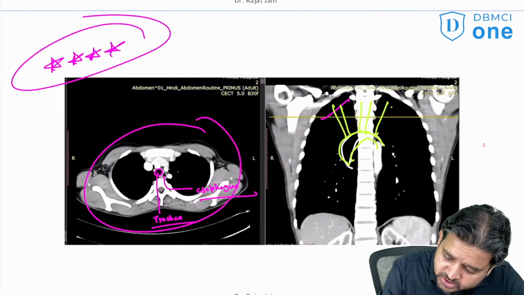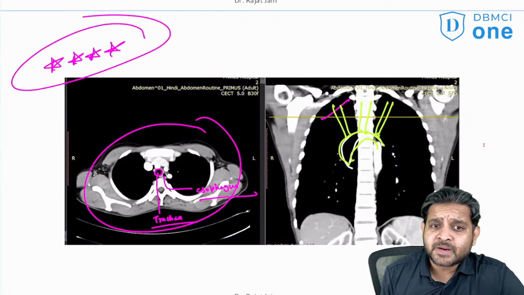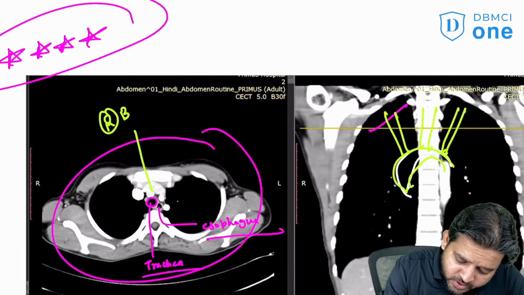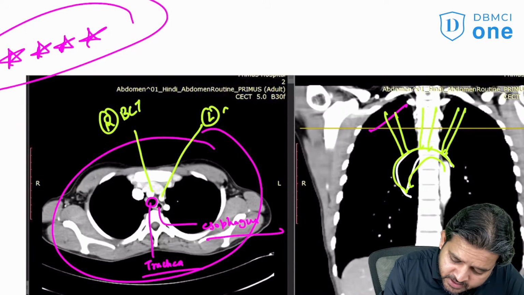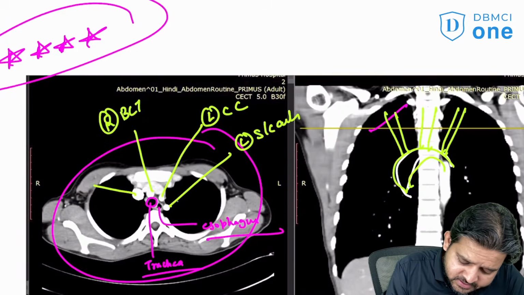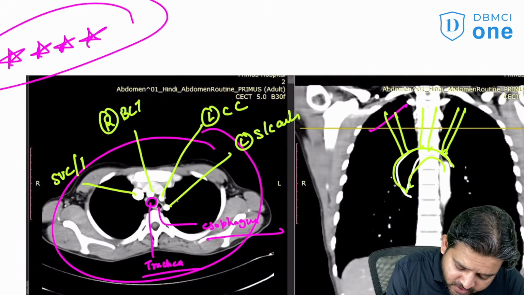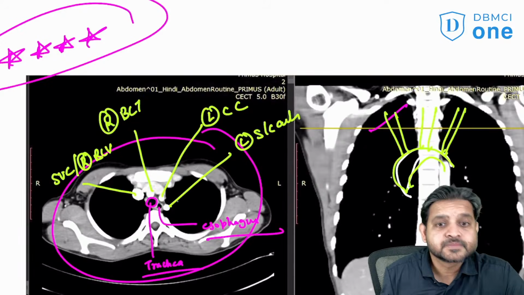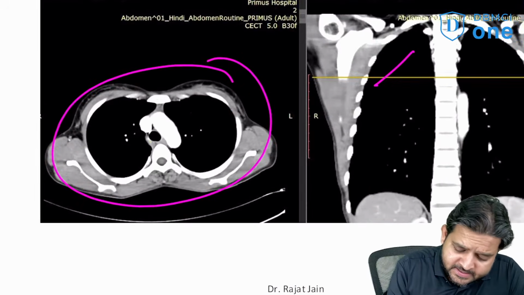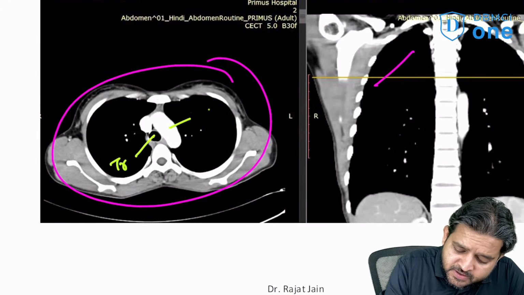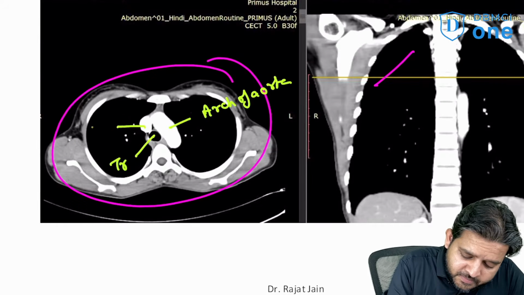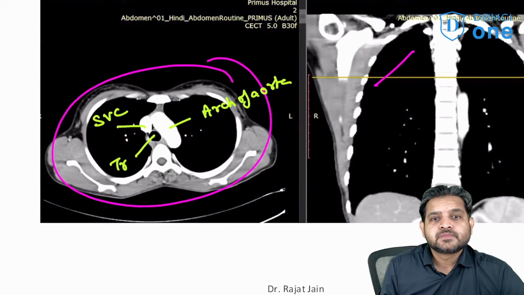That means these are the branches of the arch, correct? This will become the right brachiocephalic trunk, this will become left common carotid, and this will become left subclavian artery, and this is likely superior vena cava or maybe right brachiocephalic vein. Are you getting it? Now, if I go down, I can still see trachea, but this will become arch of aorta now, and this will become superior vena cava, correct?